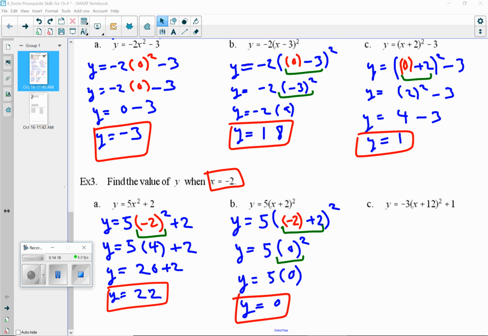Try the last problem, and I'll show you the solution. So pause the video here, and I'll show you the entire solution. Do the problem, and take a look.